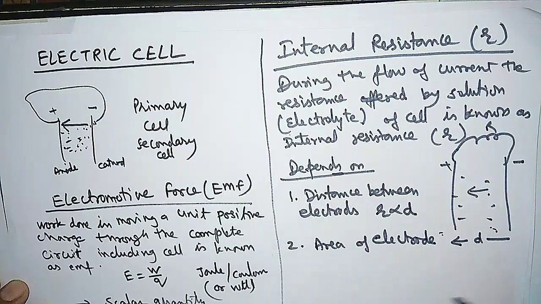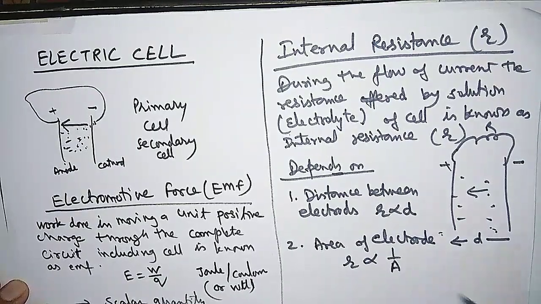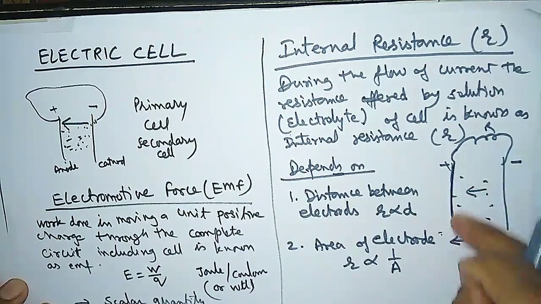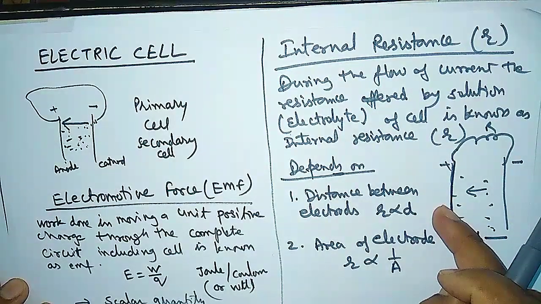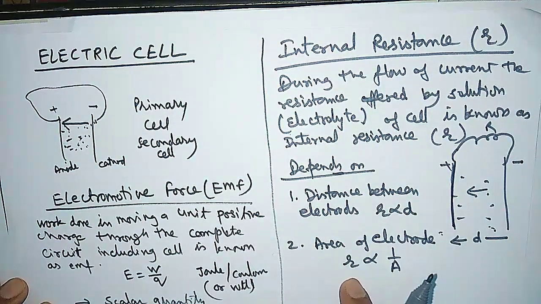And the second point, you can say, is the area of the plate, the area of the electrode. With more area, more free electrons will reach there, which means the resistance will be less and the current will be more. So R is inversely proportional to the area of cross section, the area of the plate. If the area is more, then more electrons will reach there and the resistance will be less.